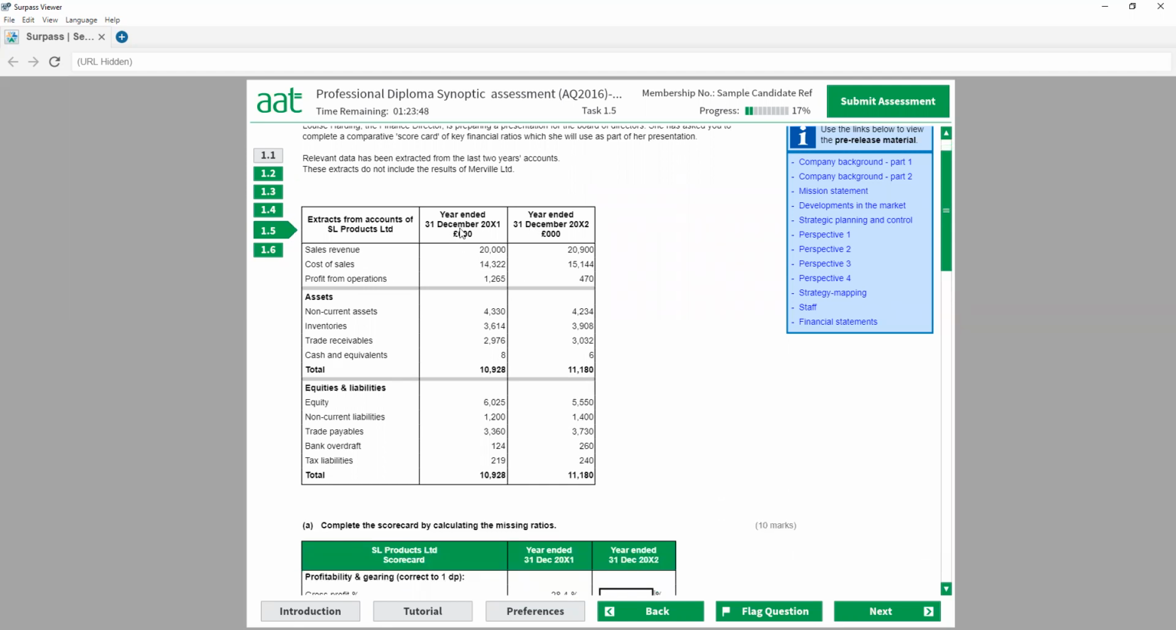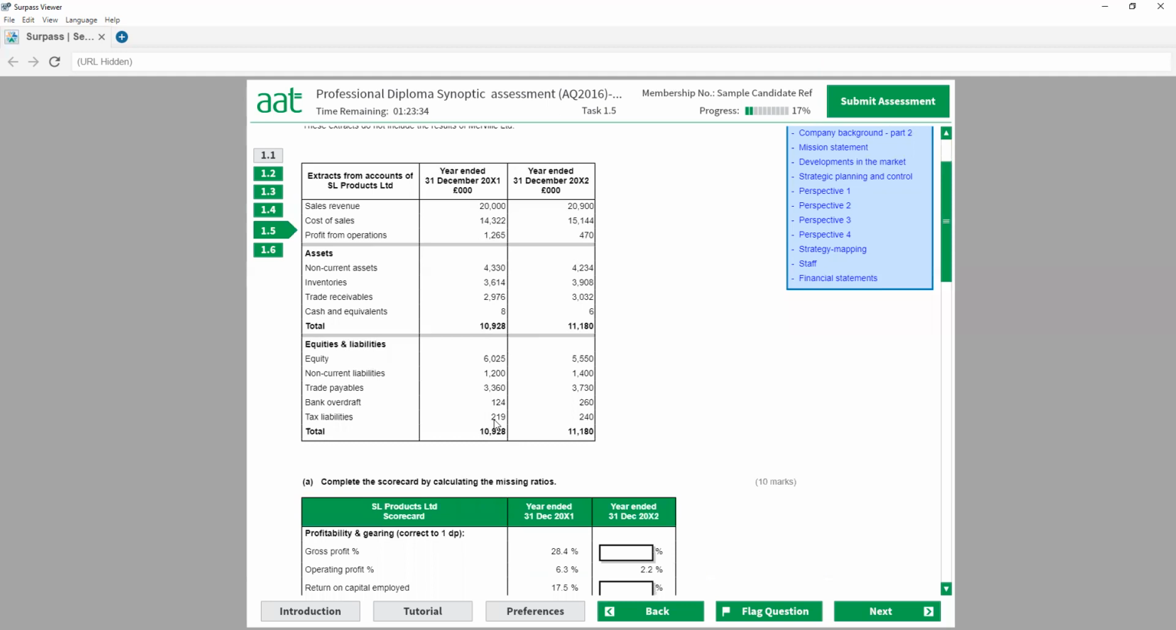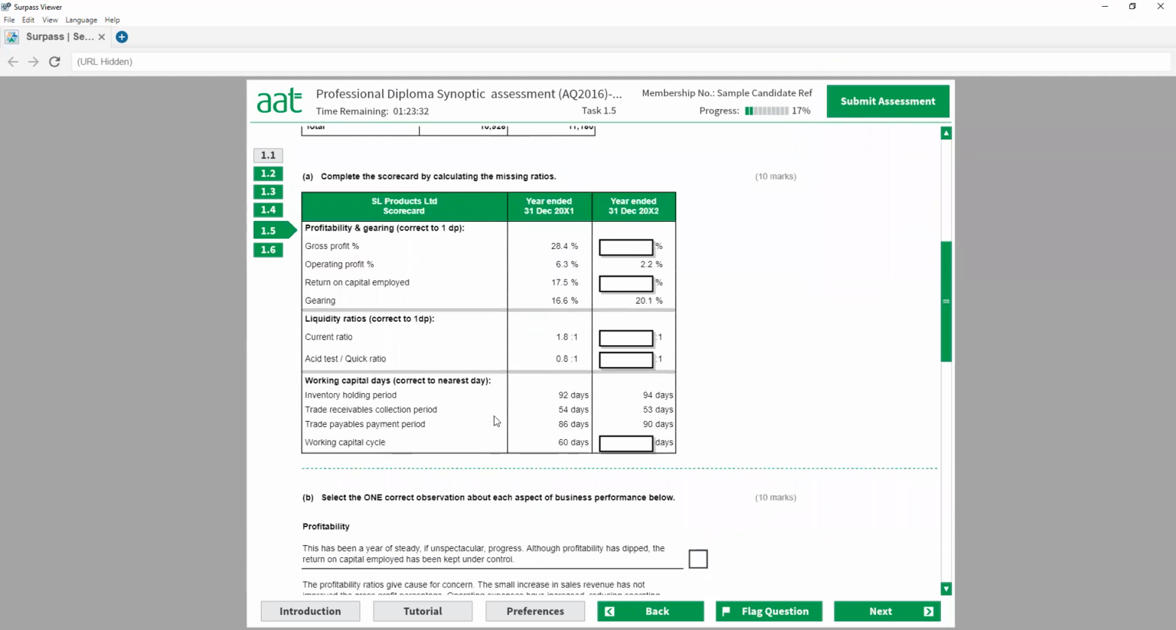This is the data for the year ended 31st of December 2011, and the year ended 31st of December 2012. We have sales revenue, cost of sales, profit from operations, and assets and liabilities. Let's look at the question. It says complete the scorecard by calculating the missing ratios. Ratios are quite easy and interesting, not very difficult. All you have to do is remember some ratio formulas, and that will be absolutely fine to get a good mark in the exam.